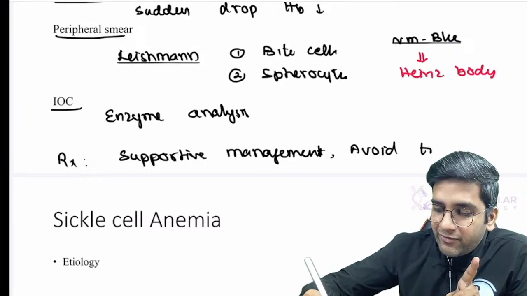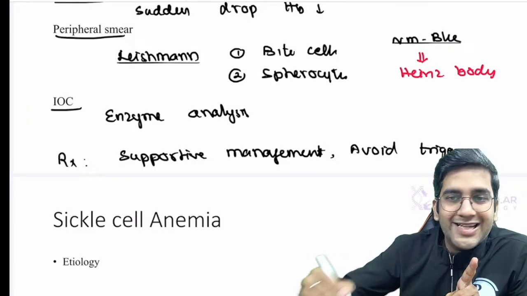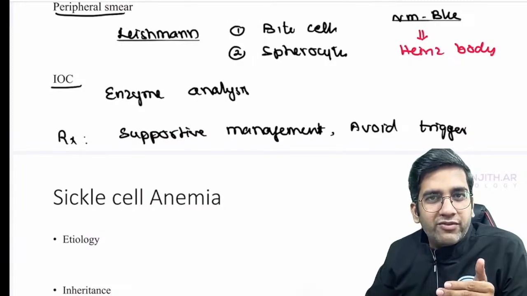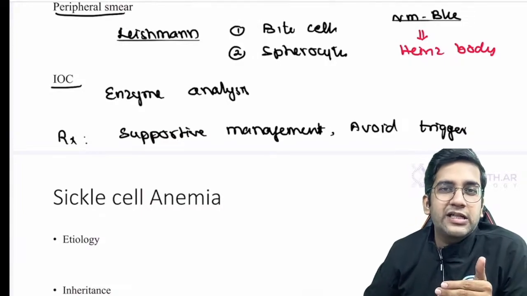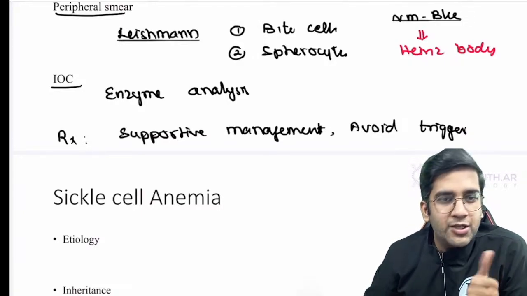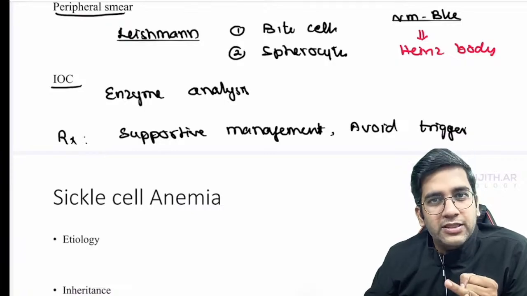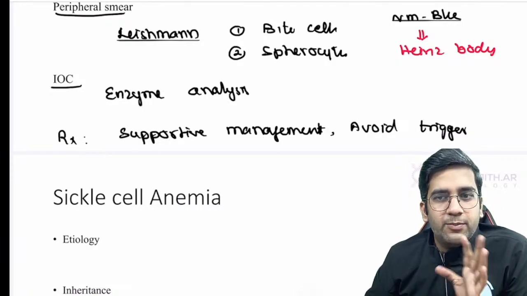Next, and the most important thing, is try to avoid the triggers. I cannot avoid an infection, but I can definitely avoid the drugs, right? We can stop giving primaquine, dapsone, few classical drugs which are known to cause hemolysis. Stop that. Stop eating fava beans. That obviously can be done. Rest is supportive management. That's all.